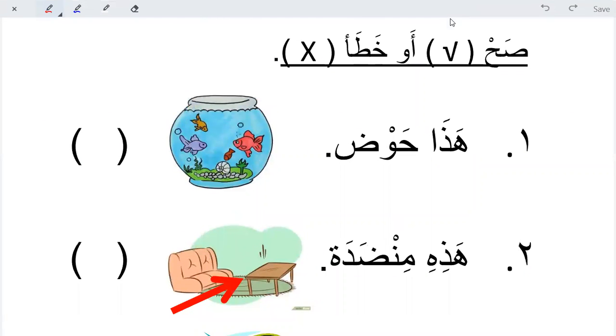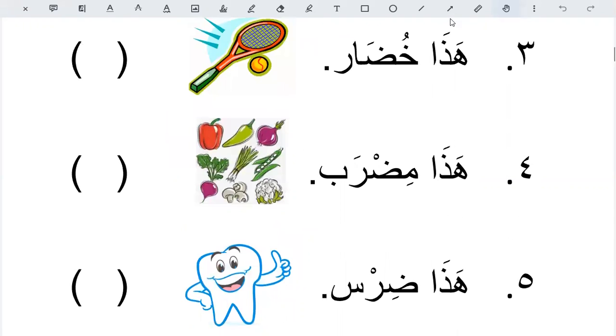Has a hose. This is a fishbowl. Sahi. This is a table. Sahi. This is a vegetable. Khata. This is a racket. Khata. This is a molar teeth. Sahi. Good.